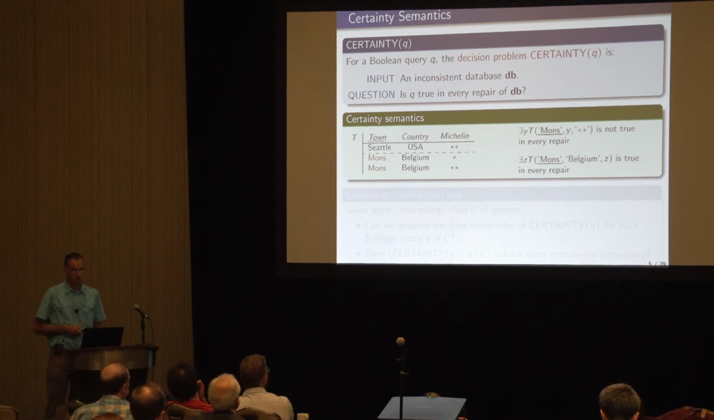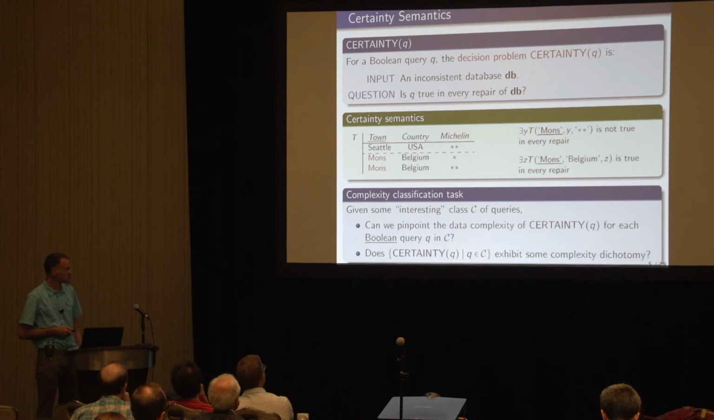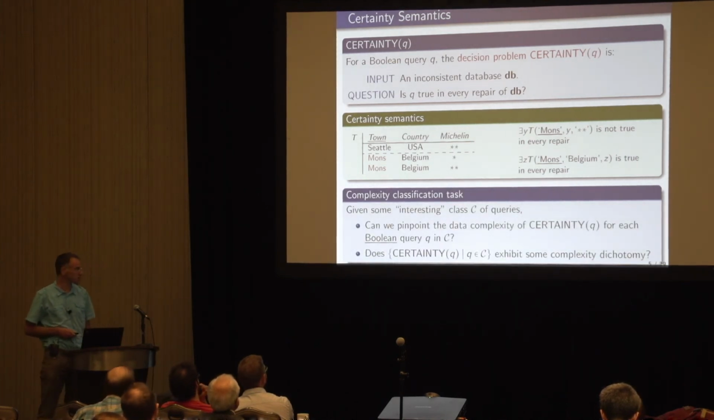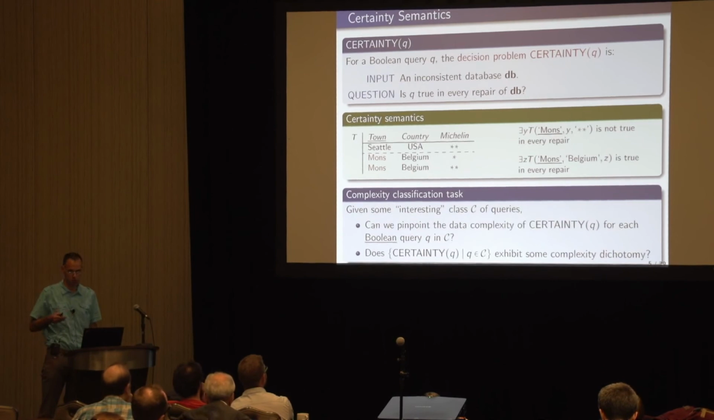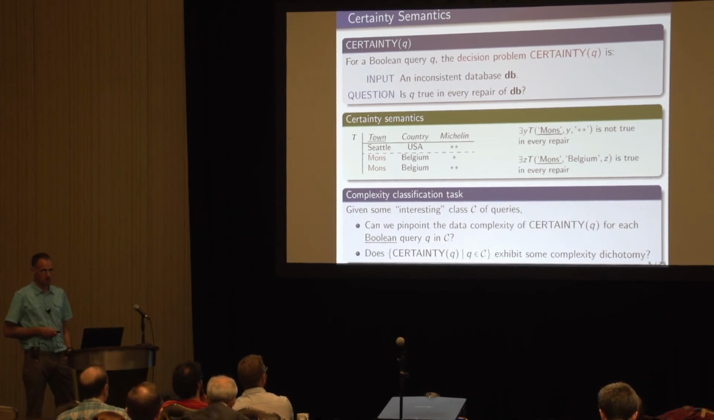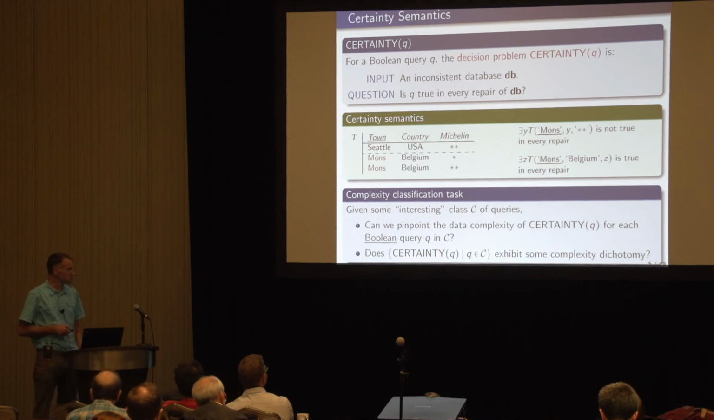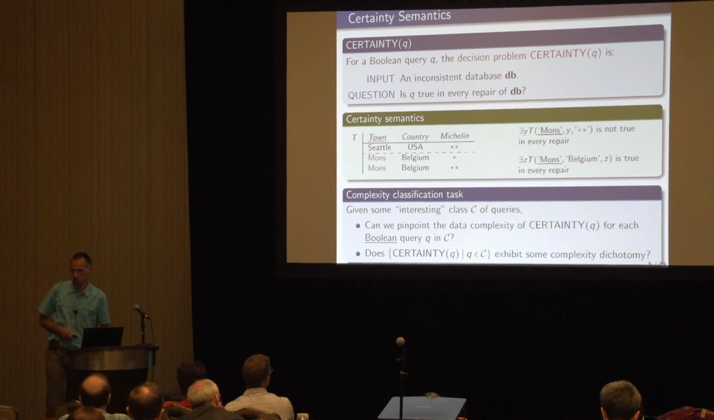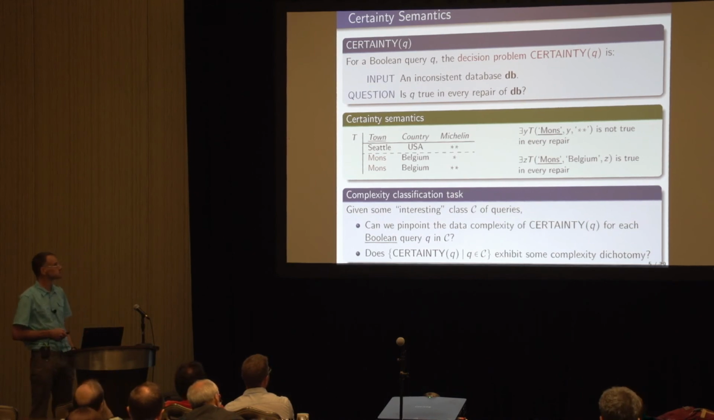So this leads to a complexity classification task. Given some interesting class C of queries, we are interested in knowing: can we pinpoint the data complexity of certainty Q for each Boolean query Q in the class? And a second interesting problem is, if we take certainty Q for every Q in the class, is there some kind of complexity dichotomy?